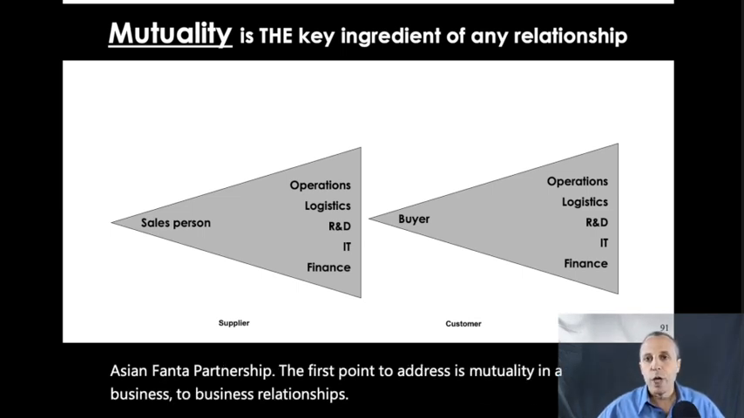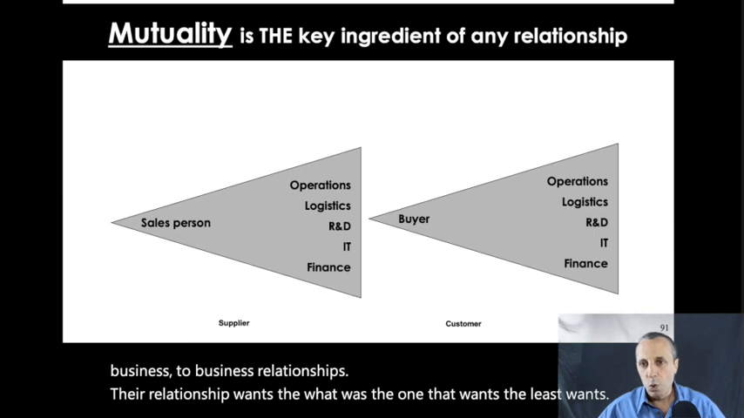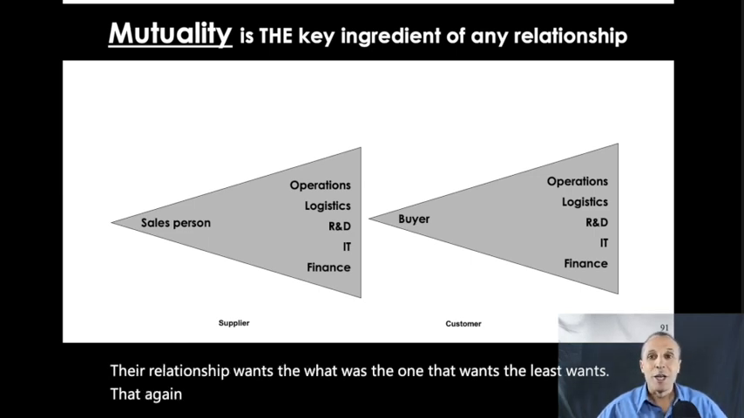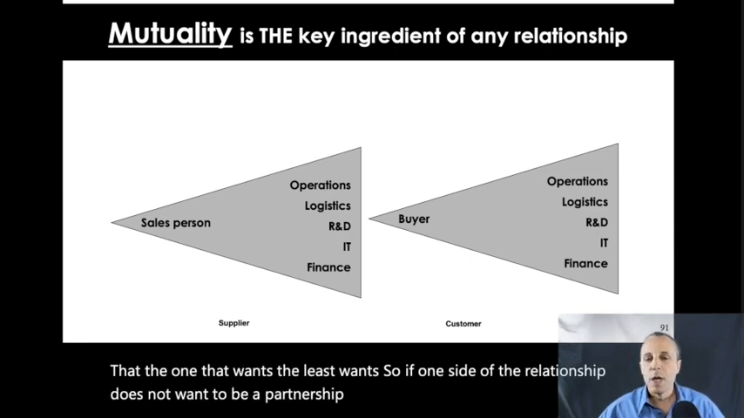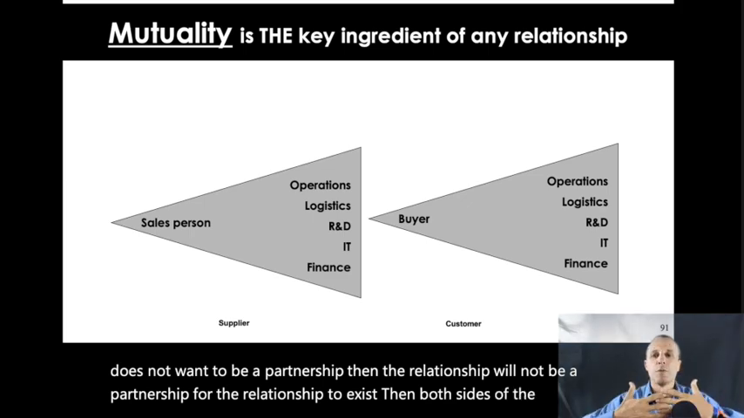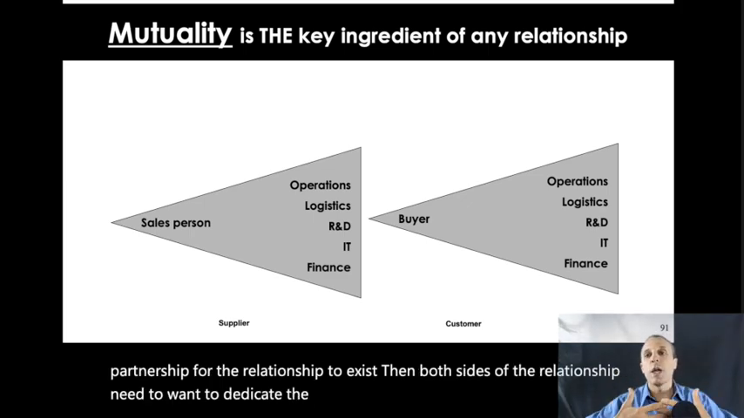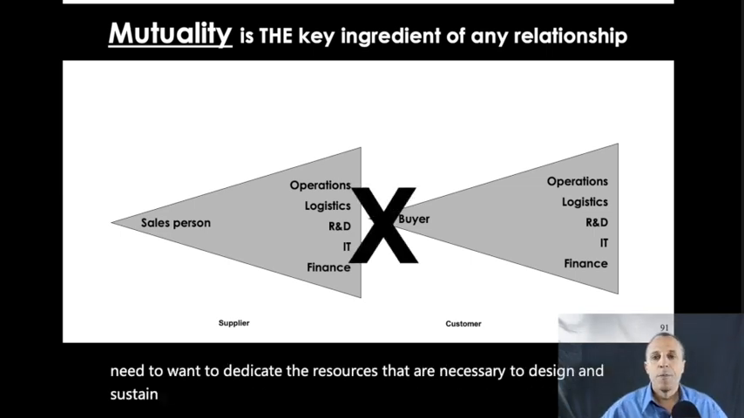In a business-to-business relationship, the relationship wants what the one that wants the least wants. So if one side of the relationship does not want to be a partnership, then the relationship will not be a partnership. For the relationship to exist, both sides need to want to dedicate the resources that are necessary to design and sustain the partnership.